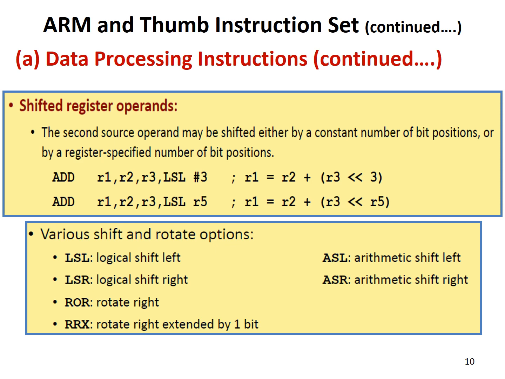In this example, they have given ADD R1, R2, R3 LSL hash 3, which means that the R3 register is shifted towards the left by 3 bit positions and the result is added with the content of R2. This result is stored in the R1 register. Similarly here, how many bits should be shifted is mentioned in the R5 register. Based on the content of R5, the R3 register contents are shifted. Then this value is added with R2 and stored in R1.